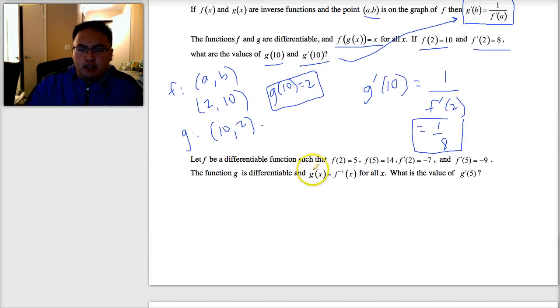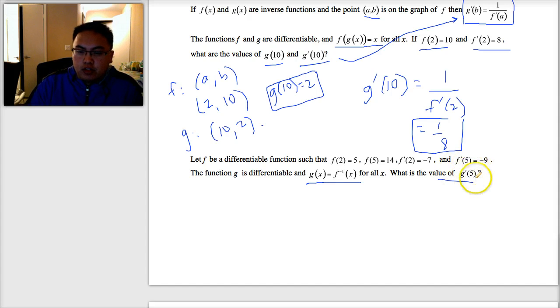This one says let f be a differentiable function so that f of 2 equals 5, f of 5 is 14, f prime of 2 is negative 7, f prime of 5 is negative 9. The function g is differentiable, that means I'm allowed to take the derivative, and g of x equals f inverse of x. This is just another way of saying g and f are inverses. What is the value of g prime 5? I want to know what g prime 5 is.